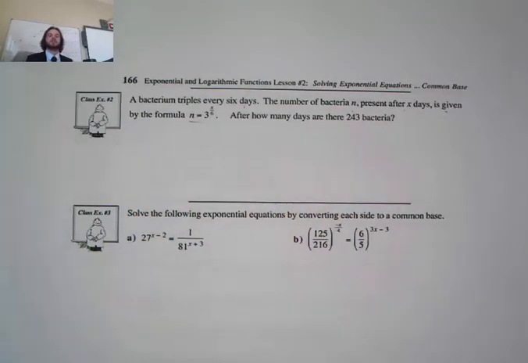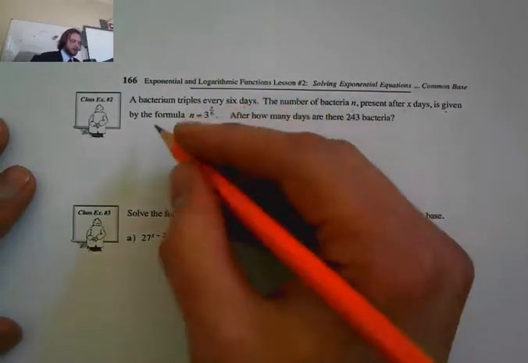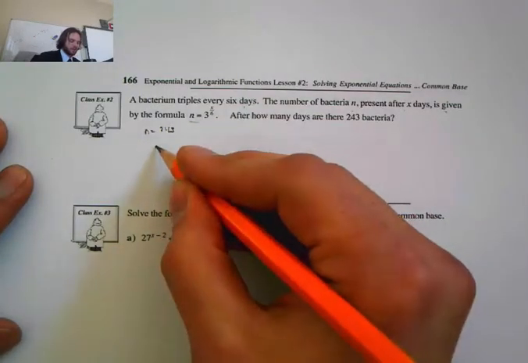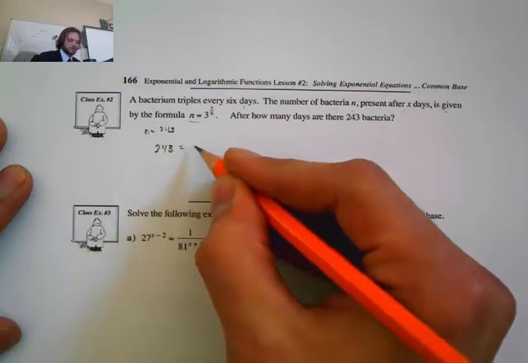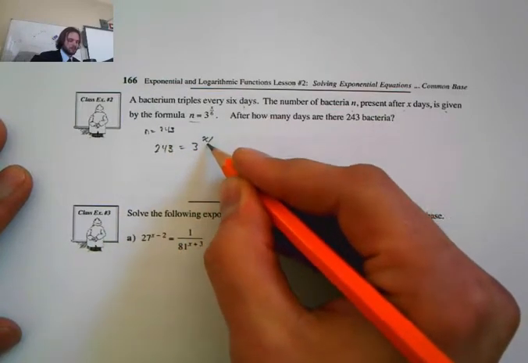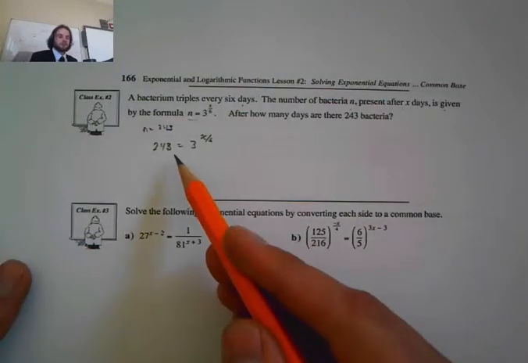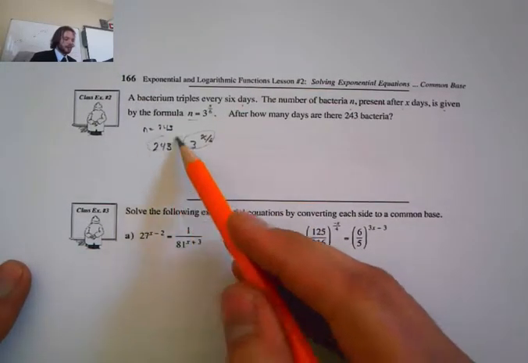After how many days is there 243 bacteria? So we want to know when n is equal to 243. So I have 243 is equal to 3 to the x over 6. Now, this makes sense. So we have to know when this gets that.